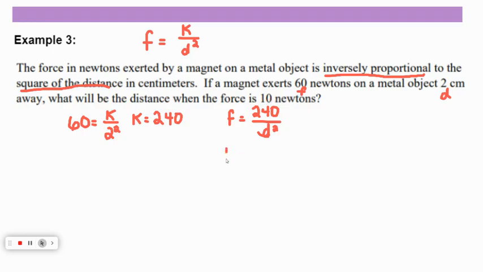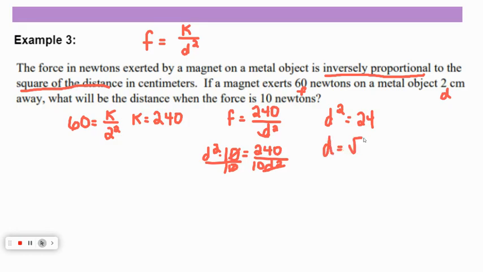So I'm going to put 10 equals 240 over D squared. I can multiply by D squared on both sides, and then divide by 10, divide by 10. So we end up getting D squared equals 24. So to undo squaring, we square root, and we get plus or minus the square root of 24, but because we can't do a negative distance, we're going to just assume the positive one here. So we get the square root of 24 centimeters.